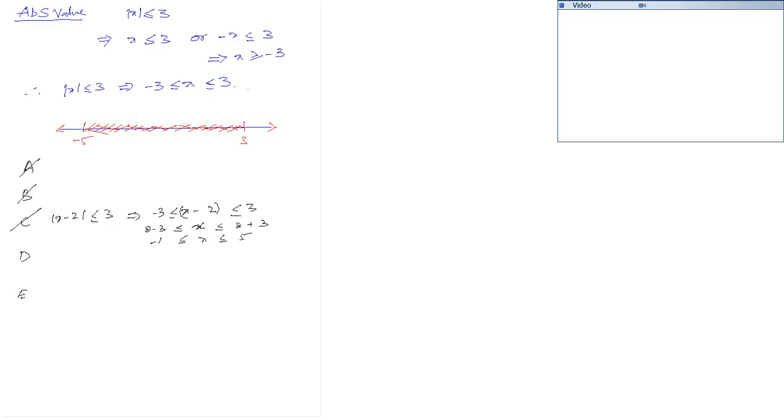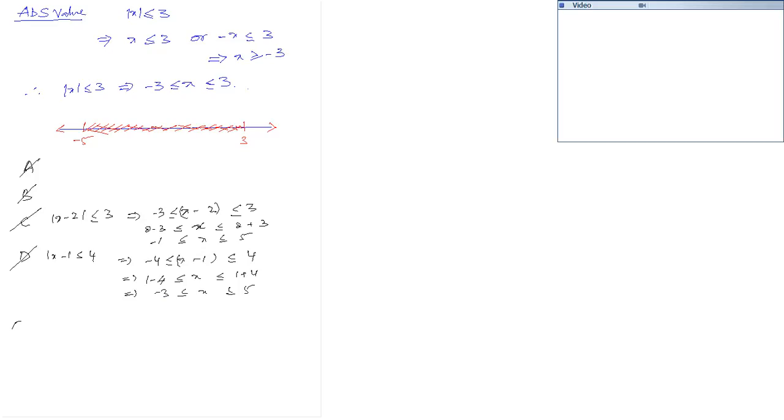So that is C. D says mod of x minus 1 is less than or equal to 4. This implies x minus 1 lies between minus 4 and 4. I don't want minus 1, so I need to add 1 across. 1 minus 4 less than or equal to x less than or equal to 1 plus 4. So that gives me minus 3 less than or equal to x less than or equal to 5. It's not minus 3 and 5, it is minus 5 and 3. So D is also gone. So if I take a look at answer E lastly, that's where I'll get that answer.